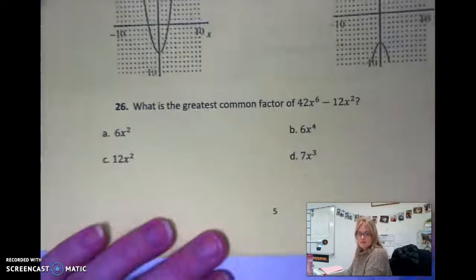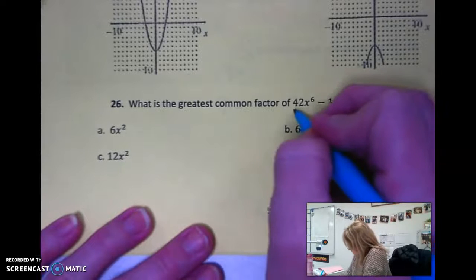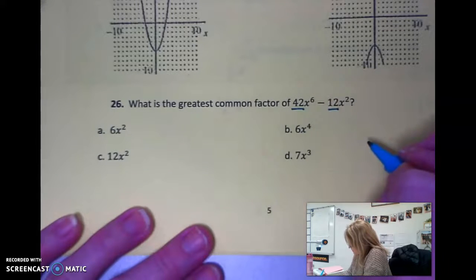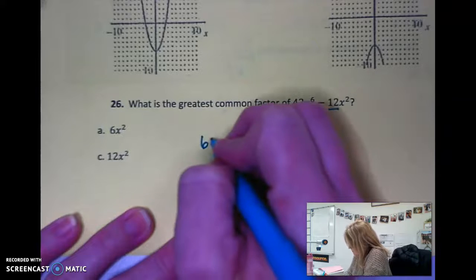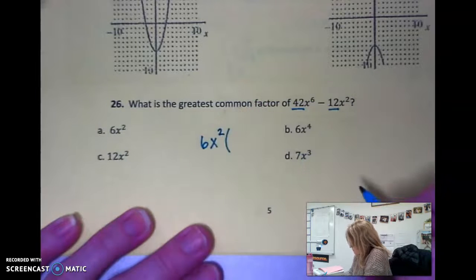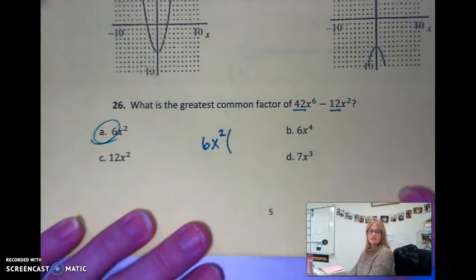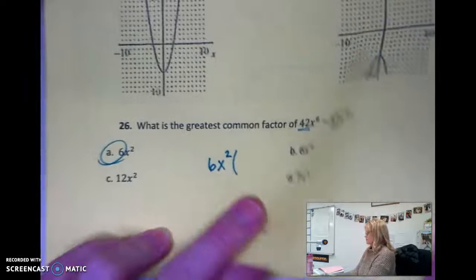What is the greatest common factor? Well, between 42 and 12 is a 6, and between 6x's and 2x's is x squared. That's all we needed to do. We didn't even have to factor that out.